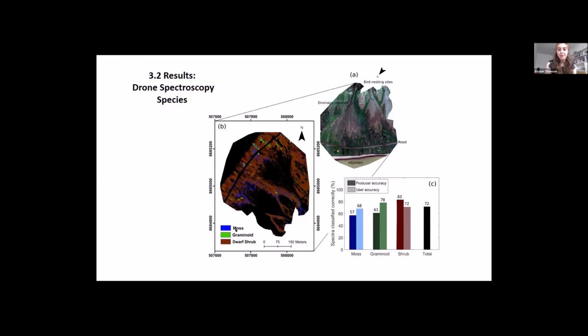But we were able to create a map of plant functional group. So a map of mosses, graminoids, and dwarf shrubs, as you can see here, with a total accuracy of about 72%. So this is still interesting. And we can see that we have graminoids where we have the wettest areas of this site. So here at the confluence between two drainage channels, we have a high graminoid percentage. And mosses were found around the edge of these alluvial fans, in the rockier area where maybe some other vegetation found it harder to colonize.